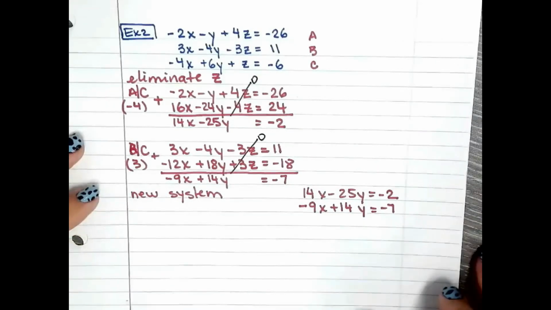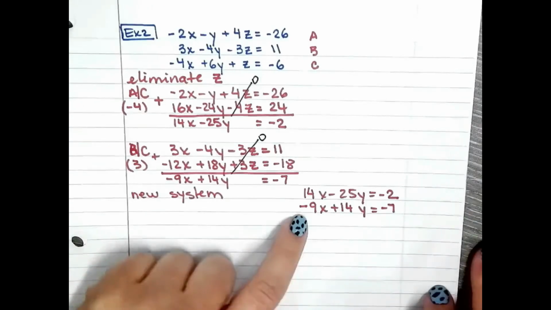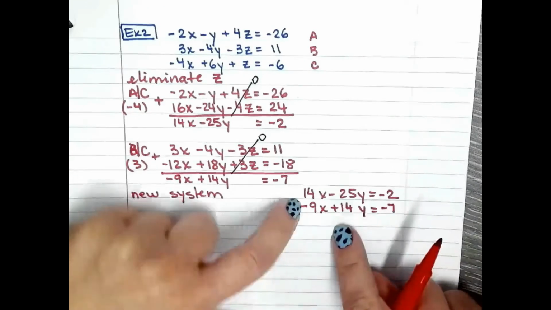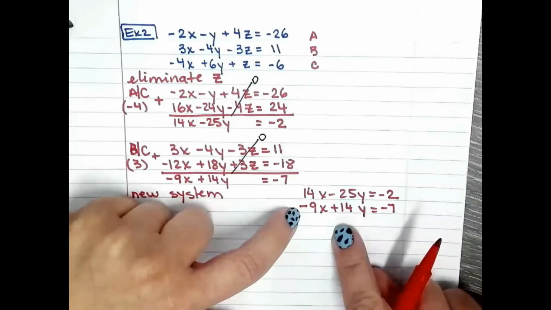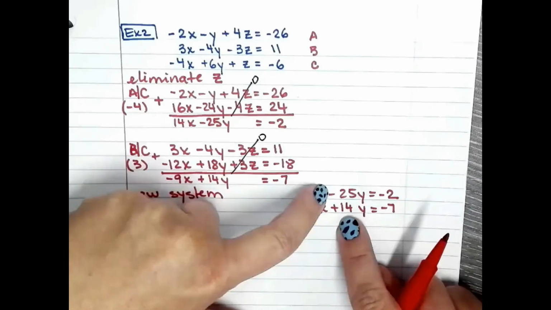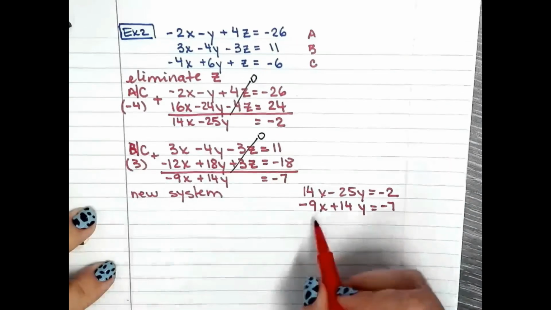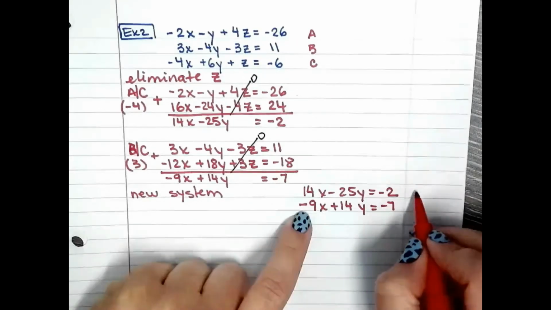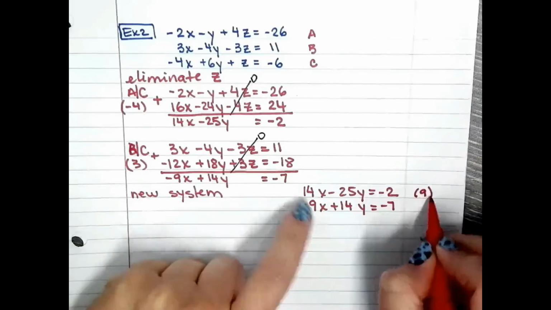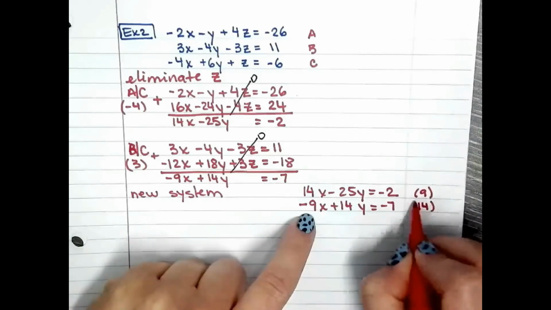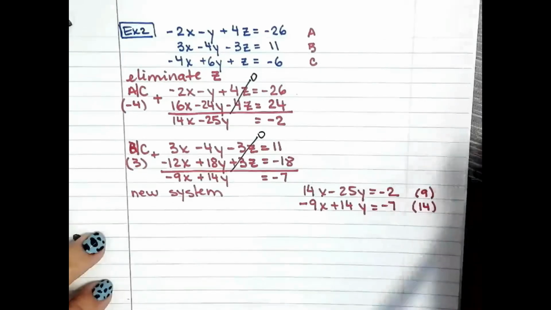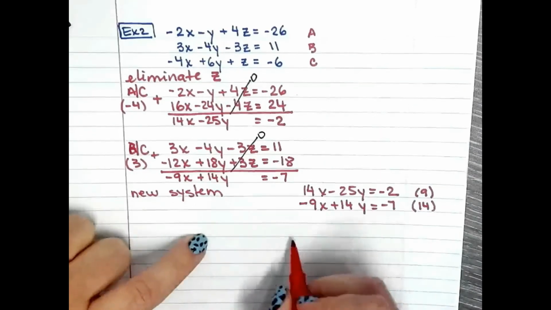Okay, now, this thing is not pretty. But still, if I try to do 14 and negative 9, that's better than doing 14 and negative 25. Okay, so I'm going to eliminate x right there. So I have to multiply the top one by 9, the bottom one by 14. So here we go, solving by elimination.